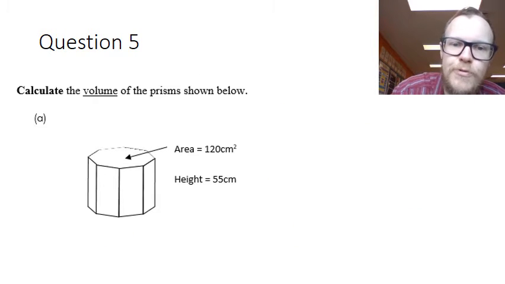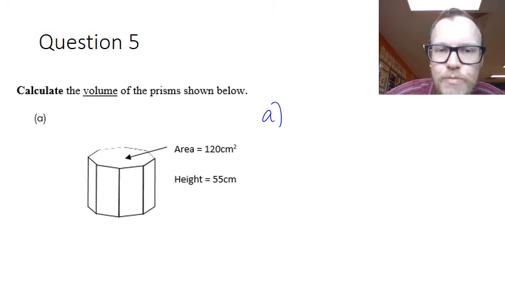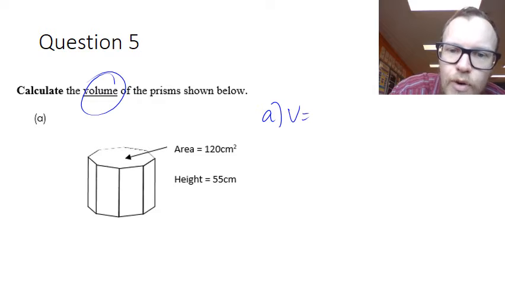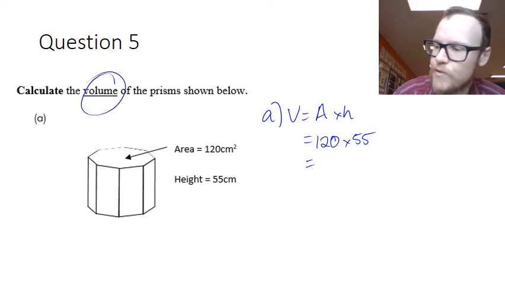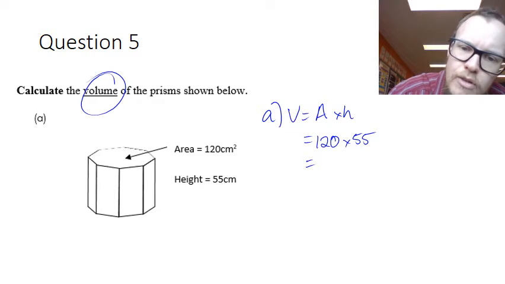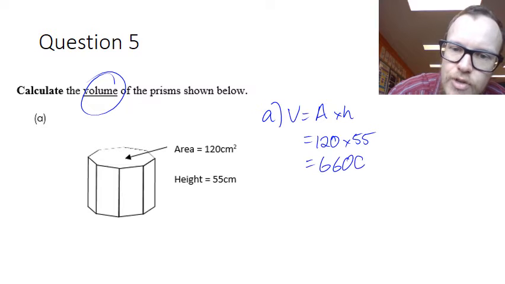We've got question 5 here. A, we're asked for the volume of the prisms. Volume here of this prism. Volume is equal to the area of the base multiplied by the height. We're given the area of the base here as 120 square centimetres times the height of 55. So the volume is going to be 6,600 cubic centimetres.